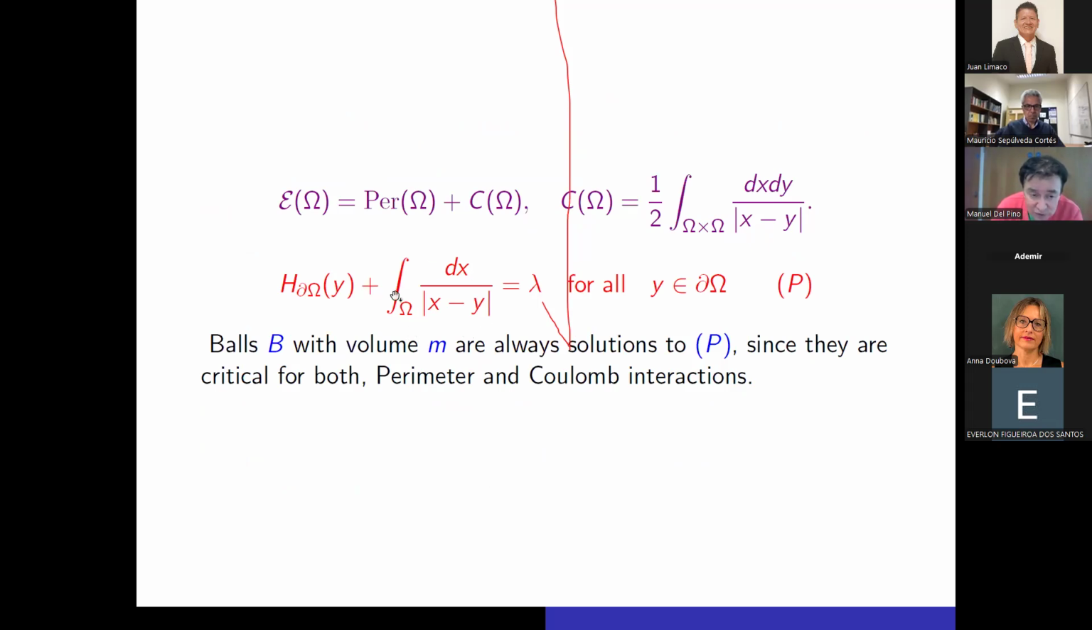And if you use the invariance under rotations of this quantity when integrated on a ball, you will quickly see that this is also constant. So we actually have this relation for points Y at the boundary. And the reason is because balls are critical both for the mean curvature term and for the Coulombian term. These are, however, critical points of different characteristic.